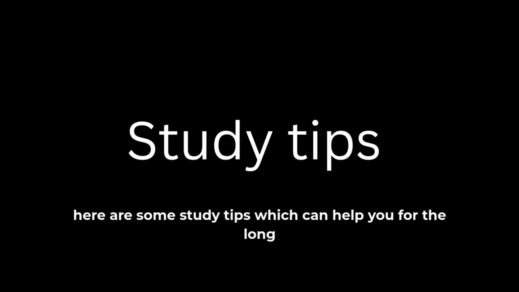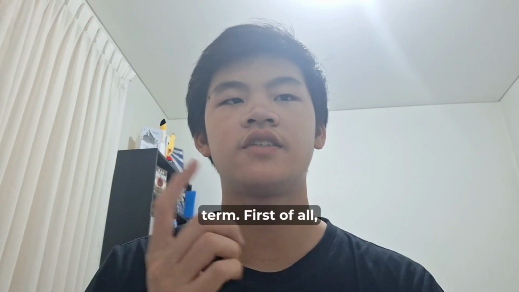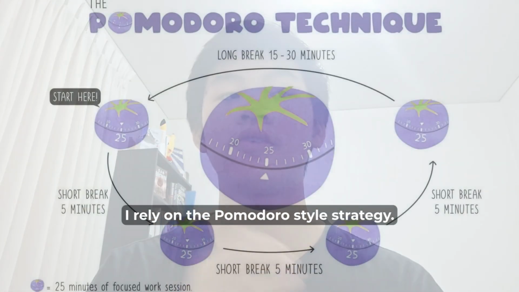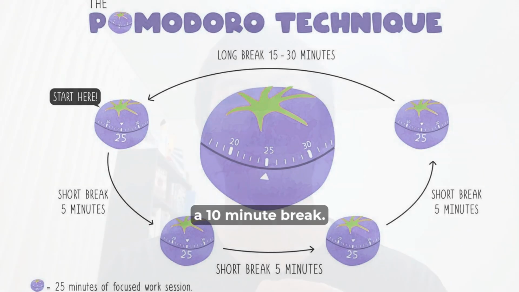To make sure I actually survive these sessions without burning out, here are some study tips which can help you for the long term. First of all, I rely on the Pomodoro style strategy. Usually this means 25 to 30 minutes of focused study with a 5-minute break. Or if I'm really in the zone, I'll push for 40 minutes to an hour with a 10-minute break.